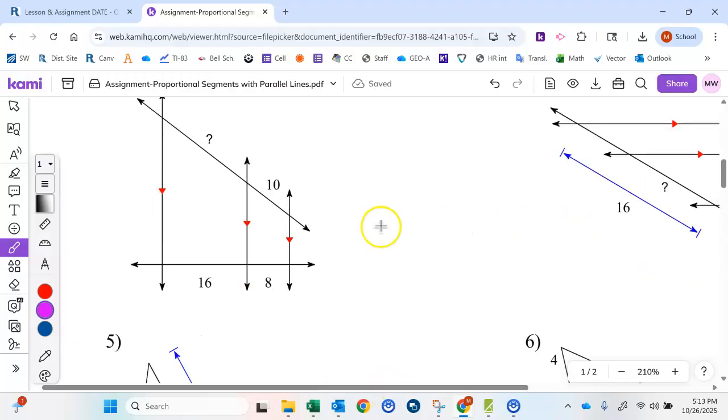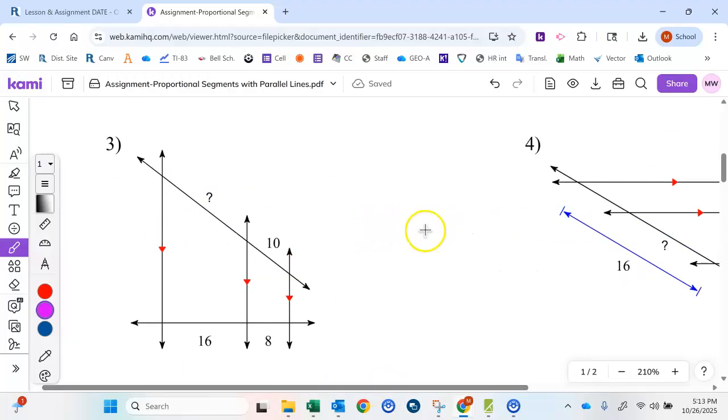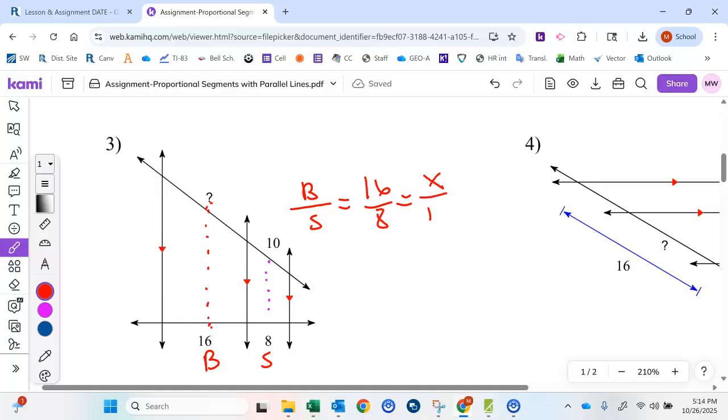So now, what happens if we get a question like this? Let's look at number 3. Well, it's the same thing, right? These parallel lines split them up. So this 10 corresponds to the 8. It's in between these two parallel lines. And this question mark corresponds to the 16. So maybe this is bigger, right? And this is small. So I'm going to go big over small is equal to what? 16 over 8 is equal to the big one over here, x over 10.